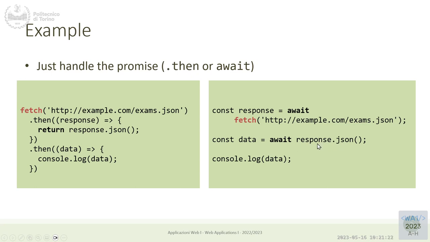So in this case, I'm reading the right-hand side because it's easier to read, but the information is the same. We have a chain of thens here, and we have a chain of awaits here. And this await waits until the fetch returns. And now we have a response object, and we can extract the data from this object.